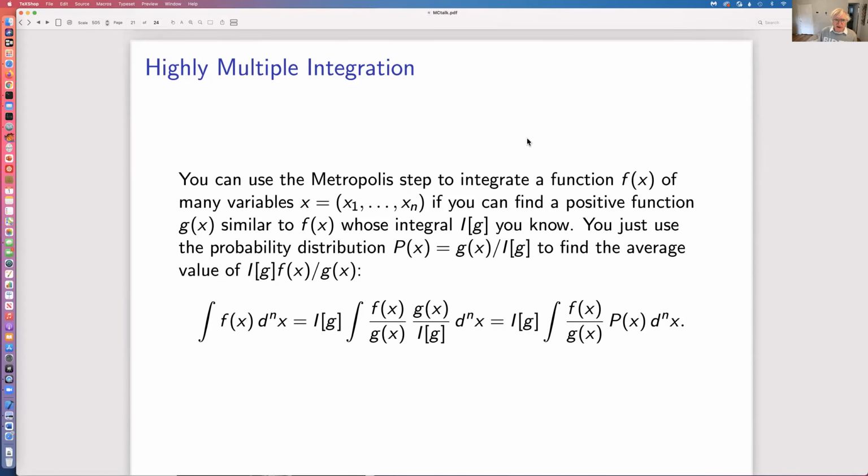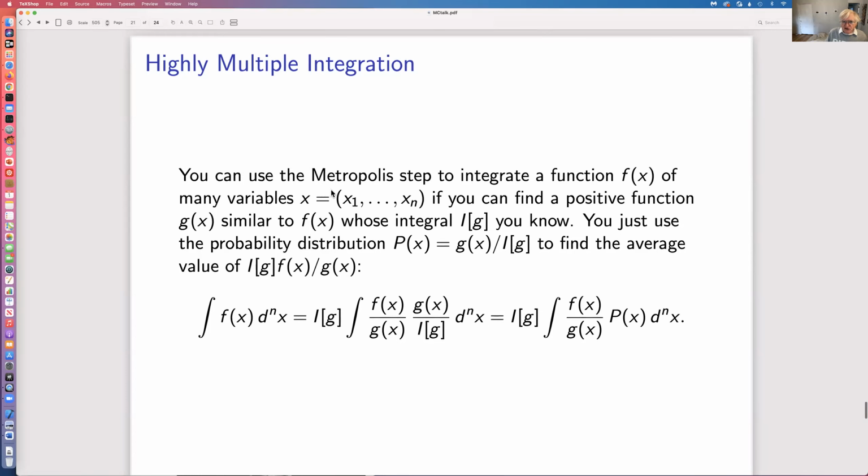Highly multiple integration. Well, suppose you have... this is again back to integration, but it's a slightly different point of view. It's the use of the Metropolis step to integrate.